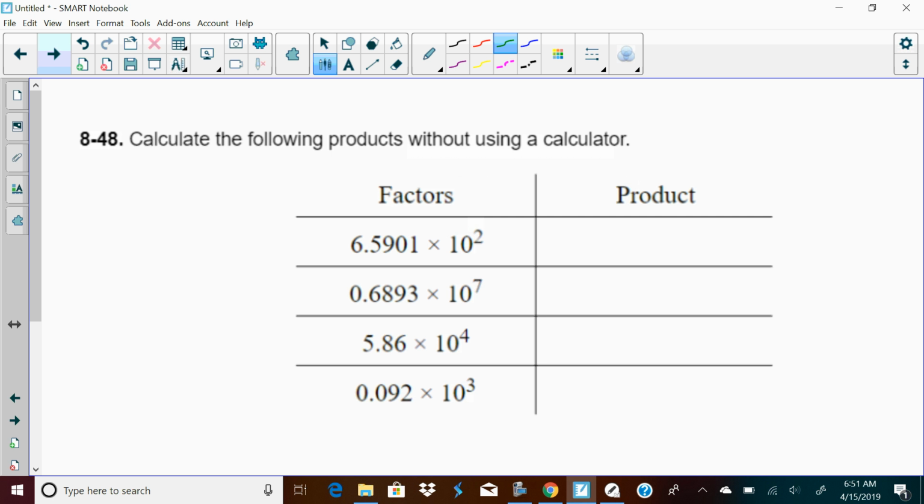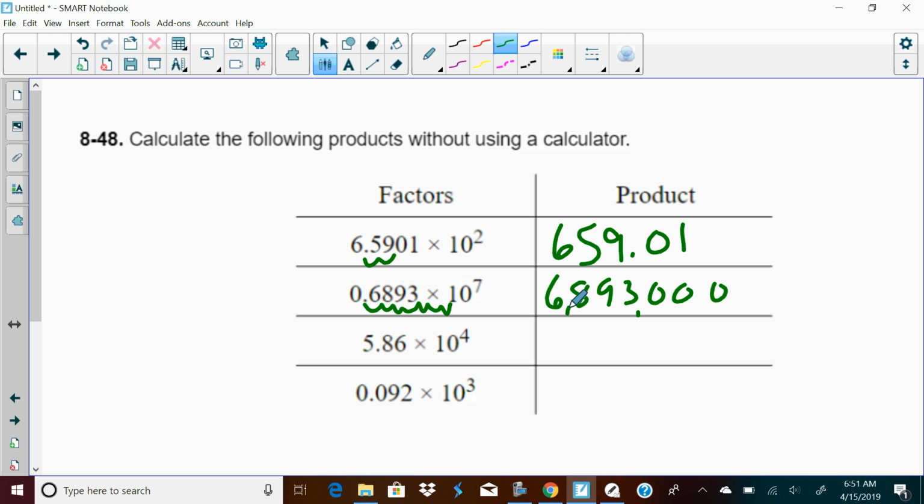848, calculate the following products without using a calculator. So 10 to the second, I move it over 2 spaces. So I get 659.01. 10 to the seventh, I'm going to move it over 7, 1, 2, 3, 4, and then 1, 2, 3. I'm going to add 3 zeros. So 6, 8, 9, 3, 2, 3.